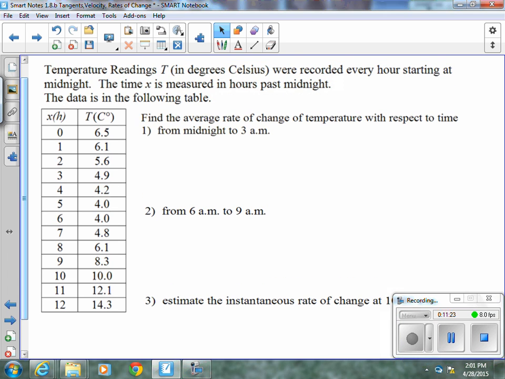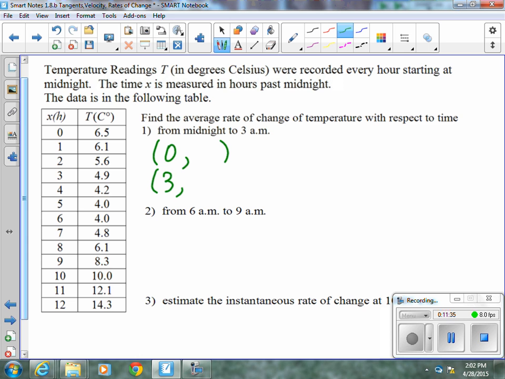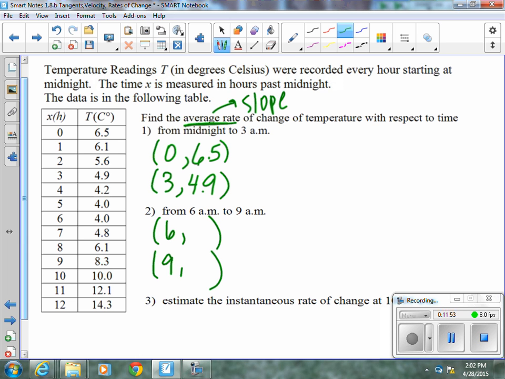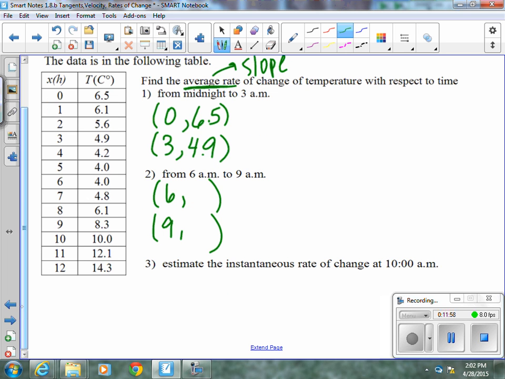It says temperature readings in degrees Celsius were recorded every hour starting at midnight. The time x is measured in hours past midnight. The data is in the following table. So, midnight to 3 a.m. would be from the point at 0 to the point at 3. At 0, it's 6.5. At 3, it's 4.9. And you're going to find the slope between those. Same thing for 6 and 9. Find their y values. And because it's average, that again means slope. So find the slope.